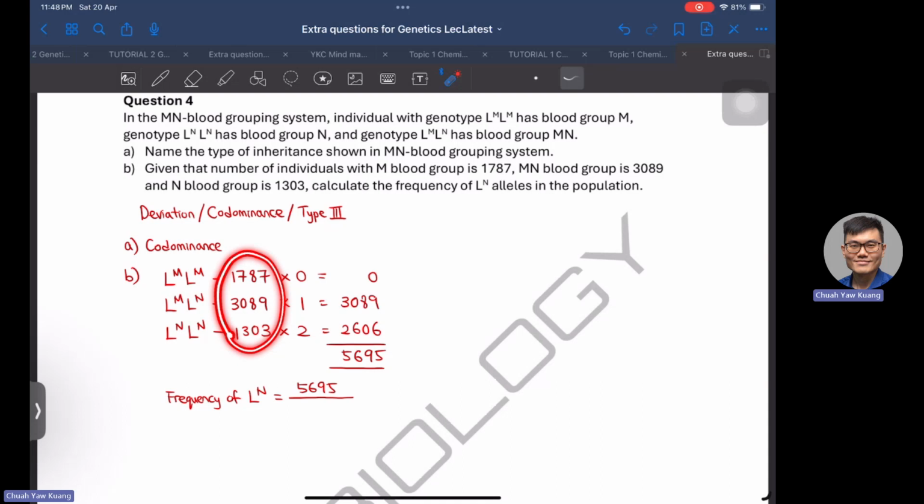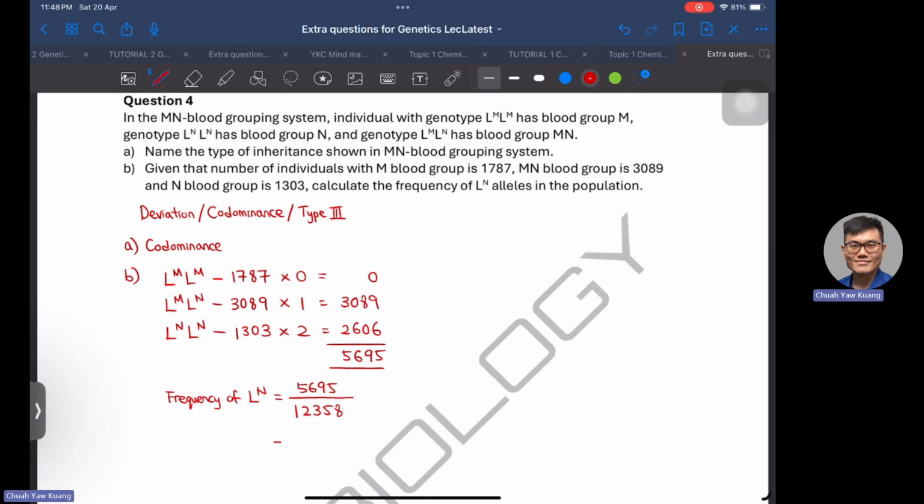Yeah, 1787 plus 3089 plus 1303. So total is 6179. Yeah, 6179 individual. So every individual has two L, right? So that's why 6179 you have to times 2. So total number of the L would be 12358. Okay, so that's the total gene pool. Yeah, we can say that as gene pool as well.